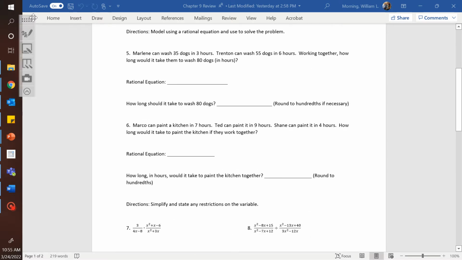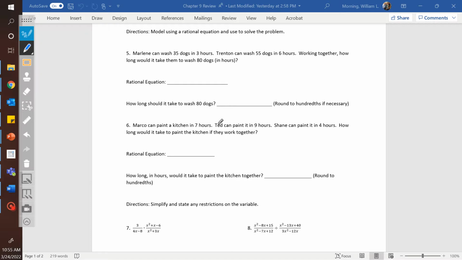Now we've got some work rate problems. These are real-life modeling problems for rational equations here. So you can set these all up as rates. So Marlene can wash 35 dogs in 3 hours. Trenton can wash 55 dogs in 6 hours. Working together, so adding them together, how long will it take them to wash 80 dogs?